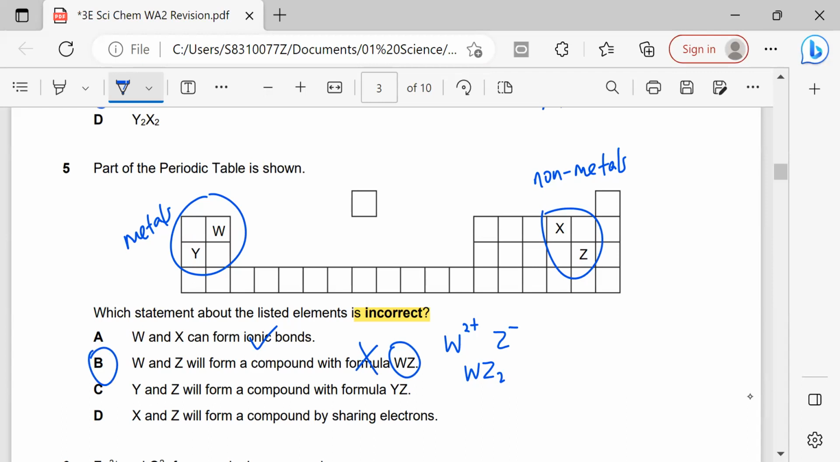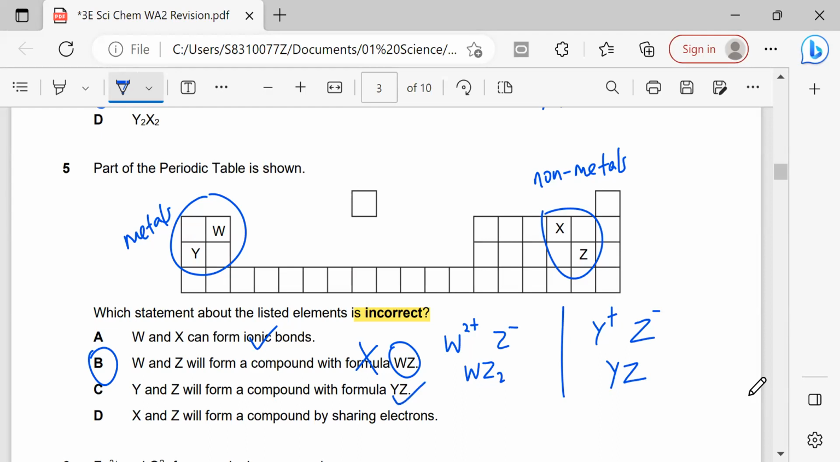answers. Y and Z, if Y is in group 1, therefore it will form a charge of Y plus. Z is in group 17, again it will form Z minus, and therefore the formula that we will get in this case will be YZ, which means that it is true, it is correct.